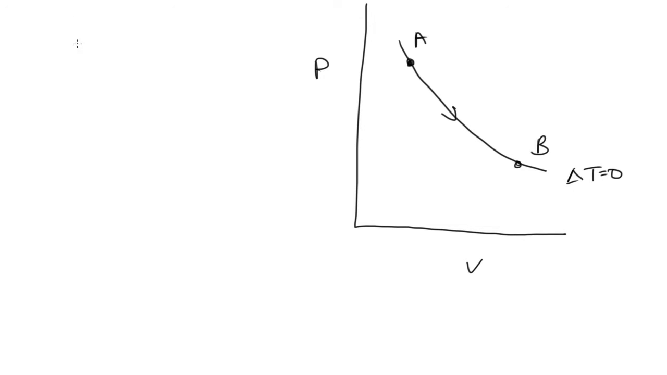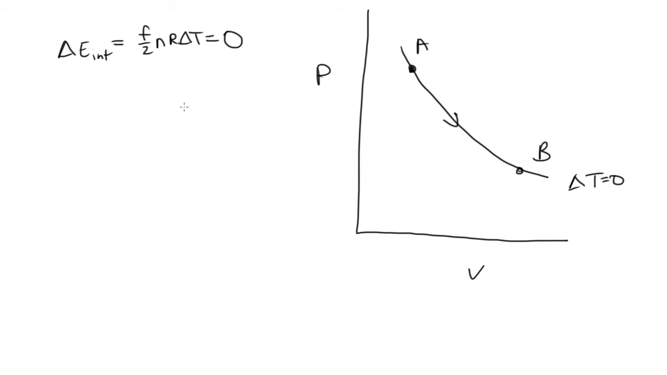So the first part, we're asked, well, what's the change in internal energy? One of our equations for the change in internal energy is f over 2 nR delta T, which clearly shows us that if the temperature is not changing, then the change in internal energy is 0. We also know this because the internal energy is related to the kinetic energy of the molecules, and if the temperature isn't changing, then the kinetic energy of the molecules isn't changing.